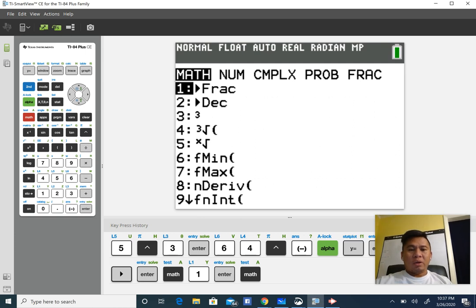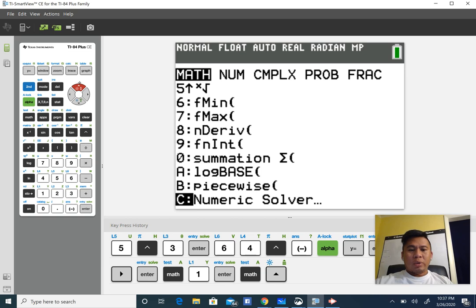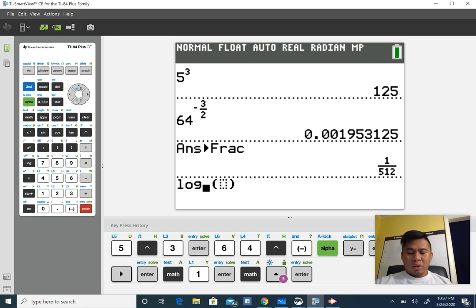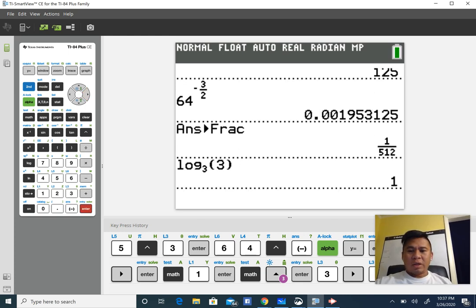Then after math, I'll go up and see where the log base is. It's at letter A. So I'll click on my log base and press enter. And I'll put in 3 on the base, press right, and then inside a number 3 again. And then I'll press enter for that case. And the answer is 1 in that case.